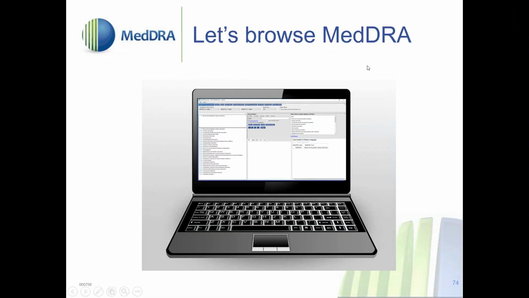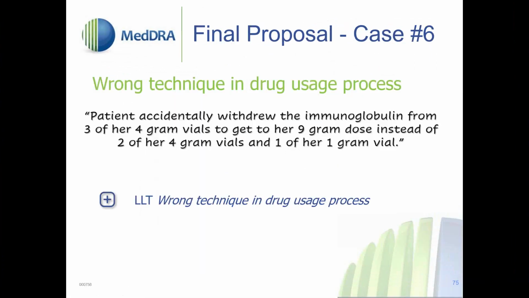Let me show you. So in this instance, the best approximation here is really to code wrong technique and drug usage process under wrong technique and product usage process. It's a technical aspect. She is wasting medication. She is not selecting the correct vial here. The content is okay, concentration is okay, she's preparing the correct dose, but she's wasting 3 grams of this expensive medication. That's what happened here.